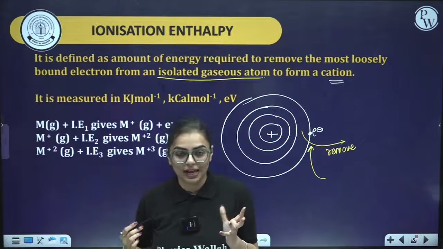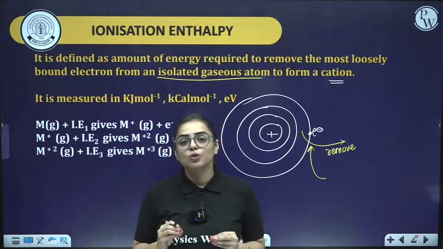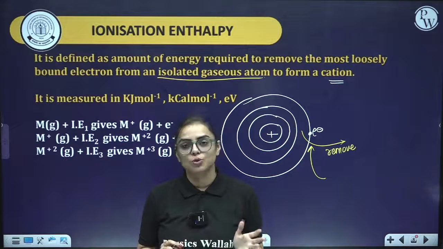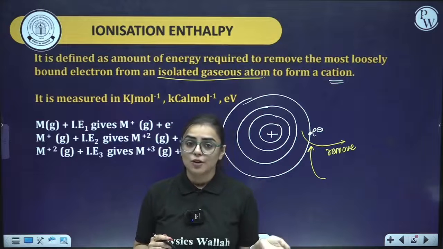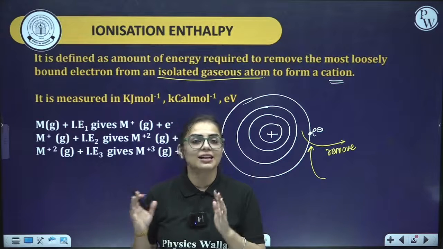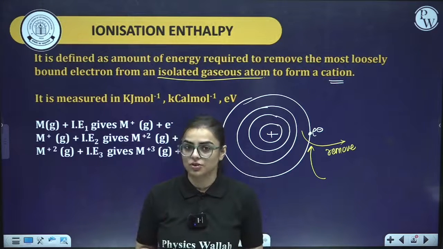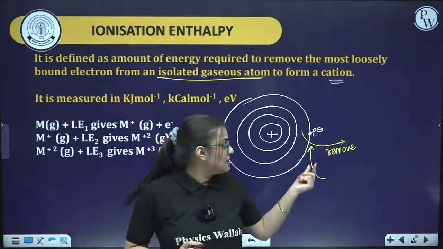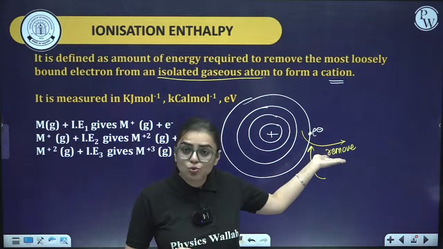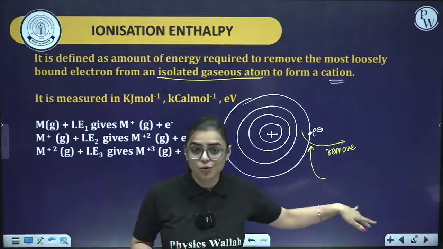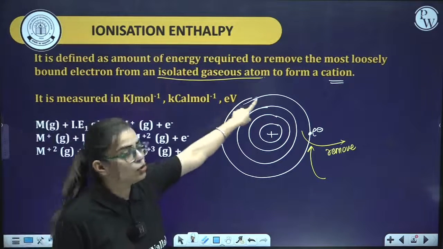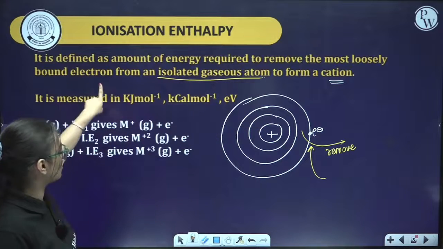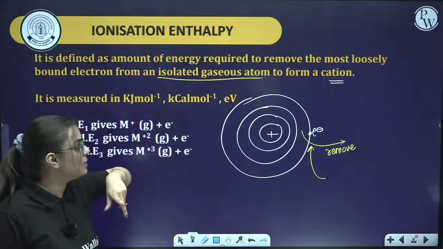Let me explain again. Energy required to remove an electron from the outermost shell, or energy required to remove a valence electron from the outermost shell of an isolated gaseous atom, is ionization enthalpy, or ionization energy. Clear? That means how much energy I give to this electron so that it can be removed is ionization enthalpy. So basically it is defined as the amount of energy required to remove the most loosely bound electron from an isolated gaseous atom to form a cation.